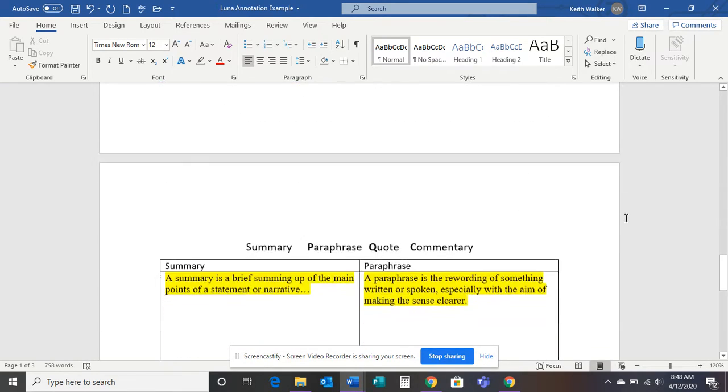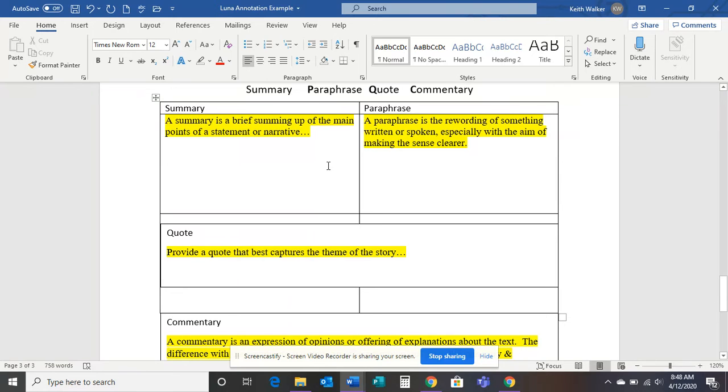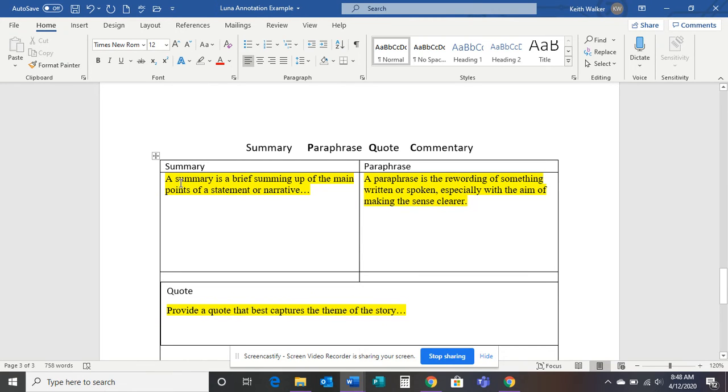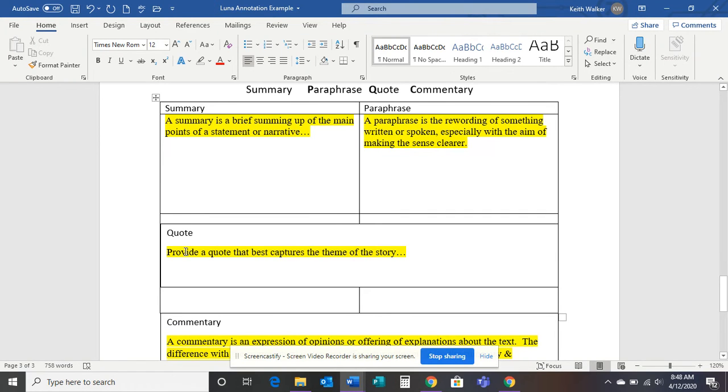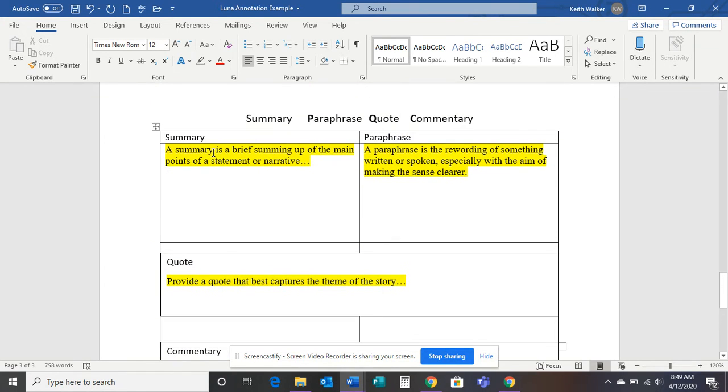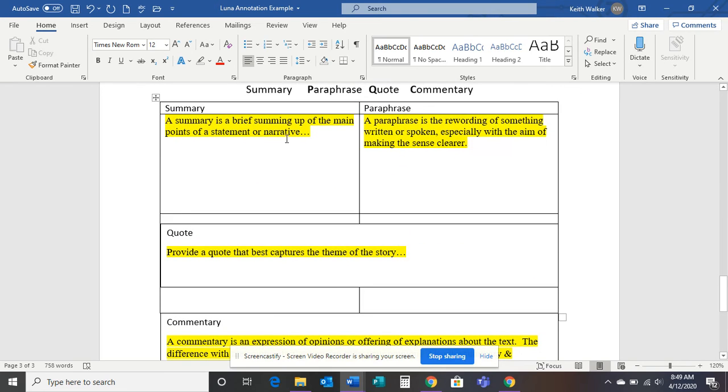All right, so at the bottom, I gave you some information. On your draft, none of this is here, none of this yellow stuff. So the first thing you're going to have to do is write a summary of the story. And I put a definition here. A summary is a brief summing up of the main points. Then you're going to have to do a paraphrase. And I put a definition of paraphrase here just in case you need it. Then the quote, you're going to provide a quote that best captures the theme of the story. And lastly, a commentary. And I put notes here where I'm just telling you, none of this is on yours, but I want you to know the difference between a commentary, a summary, and a paraphrase, because all three of them are different. And I highlighted the differences here.